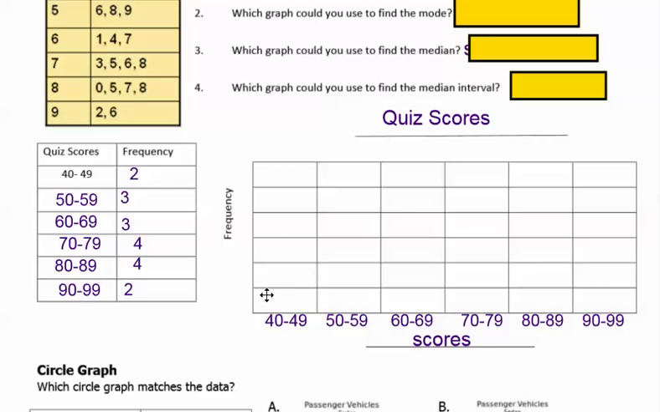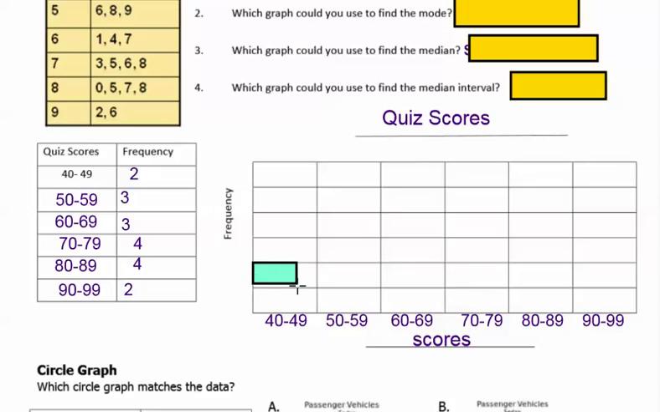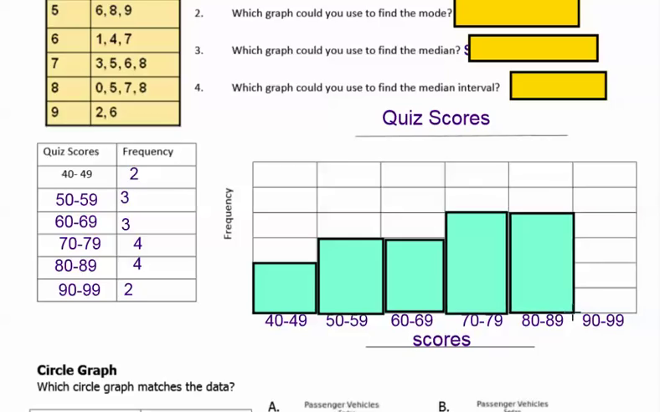I'm just going to go by ones: 1, 2, 3, 4, because that's enough. Let me pick a color. So I would have 2 right there. How many students got a 50 to 59? That would have been 3 students, so we're going to go up 3. And then for 60 to 69, we have 3 again. 70 to 79, 4. Keep going, guys, you got this. And then the 90 to 99, we have 2.